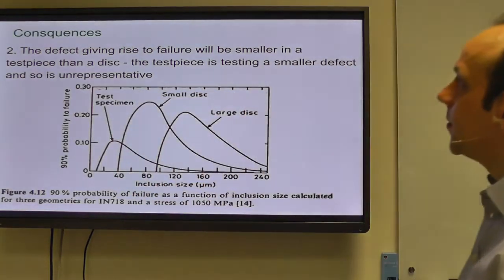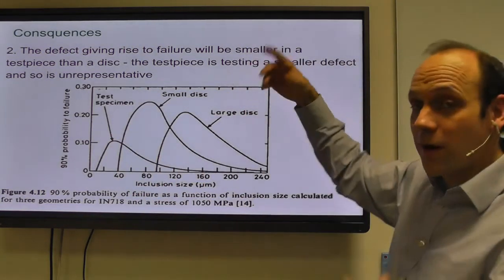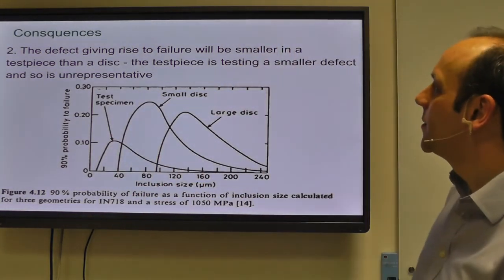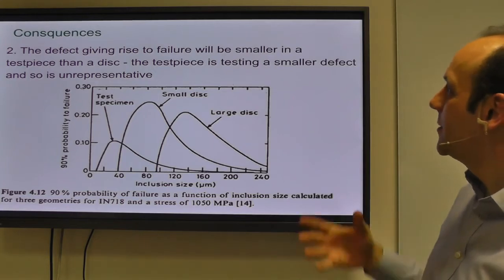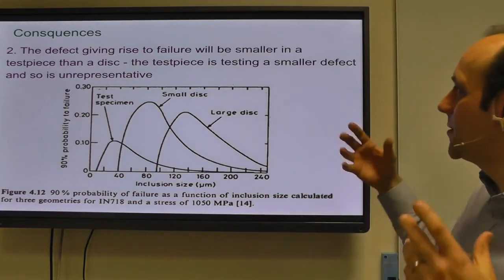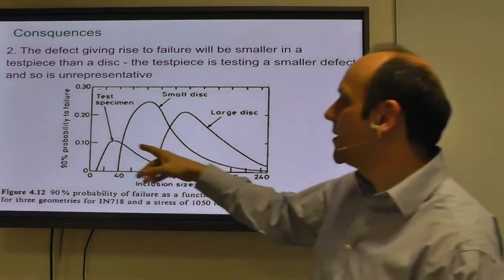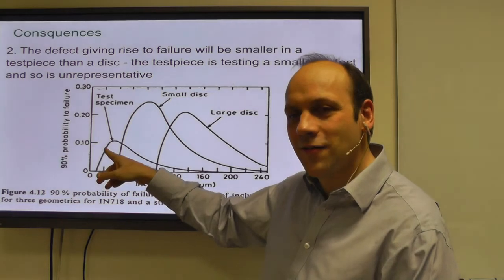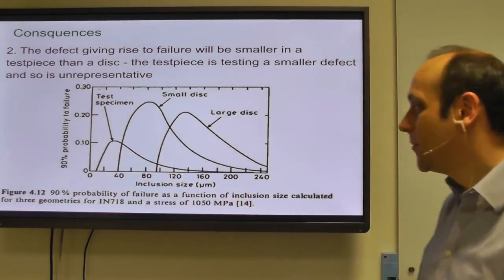The other thing is that the defect giving rise to failure will be, as we just said, smaller in a test piece than a disk. That is, the test piece is testing a smaller defect distribution, and so the test piece may be unrepresentative of the mechanisms of failure, which is also worrying.